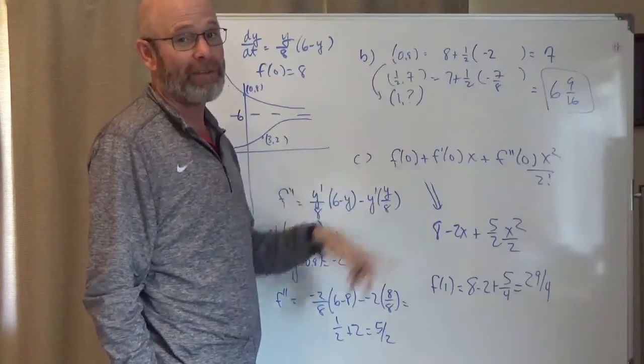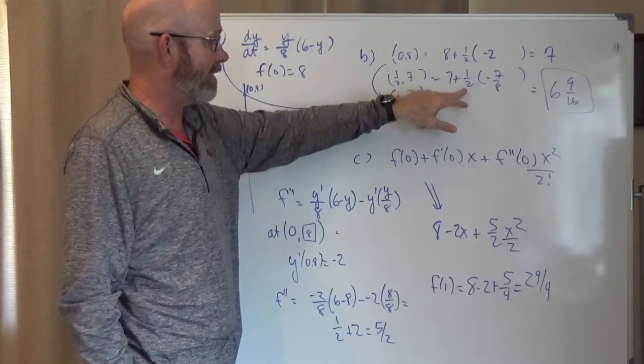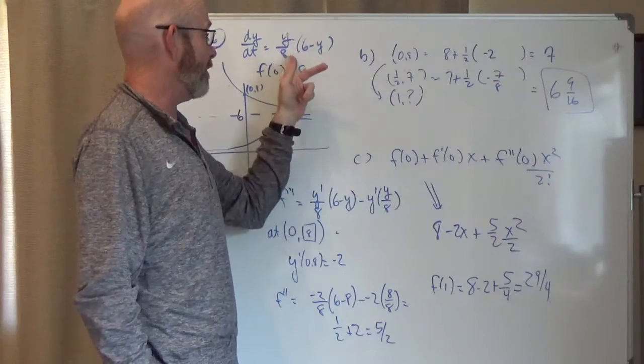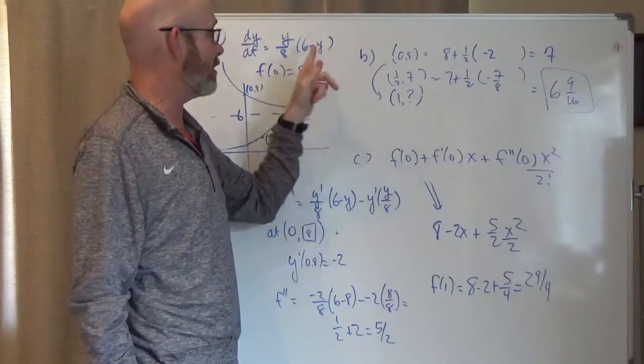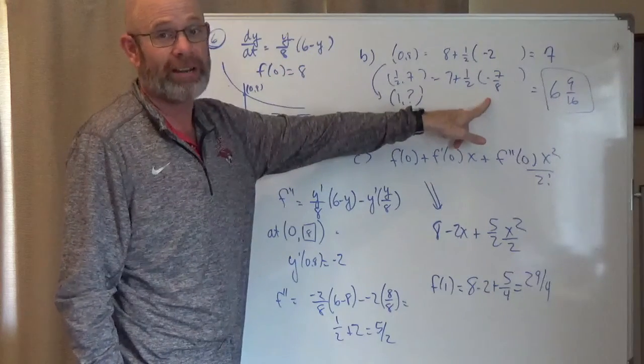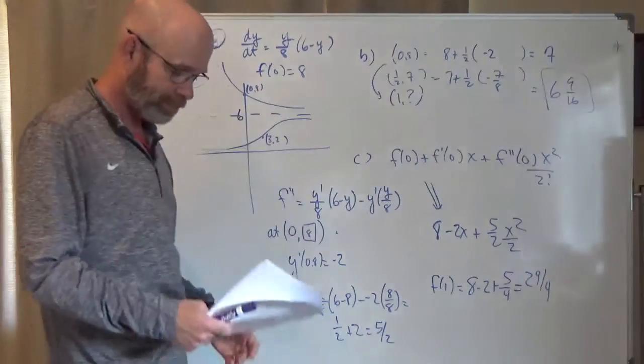So now I'm at (1/2, 7). I'm just going to do that same thing. I'm going to take the 7. I'm going to add to that the step size, which is 1/2. And then I'm going to take the (1/2, 7) and plug it into the derivative. Again, I'm only concerned with the 7 because the y, 7 over 8. 6 minus 7 is -1, gives me the -7/8. Add those together, you get 6 and 9/16.